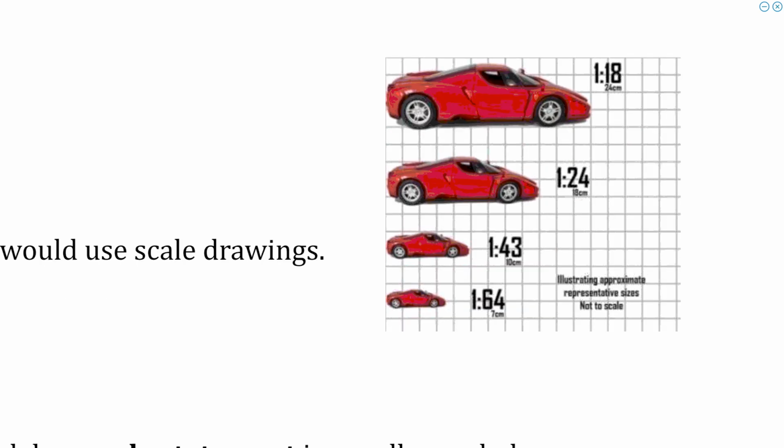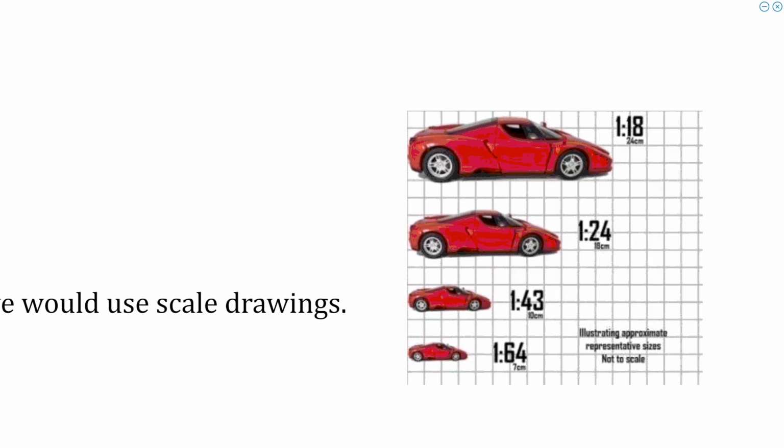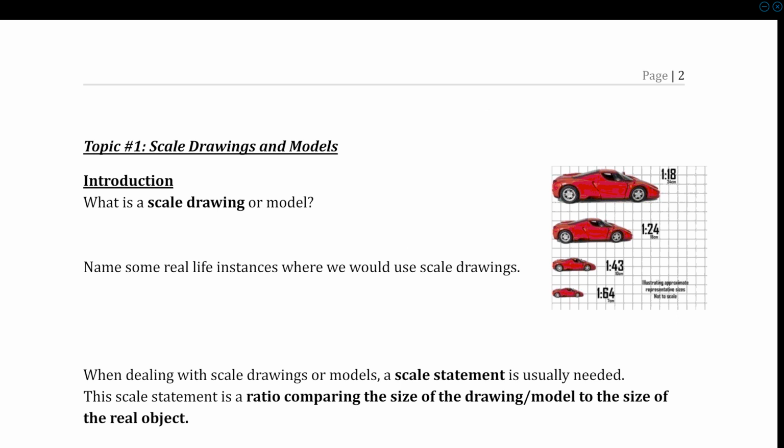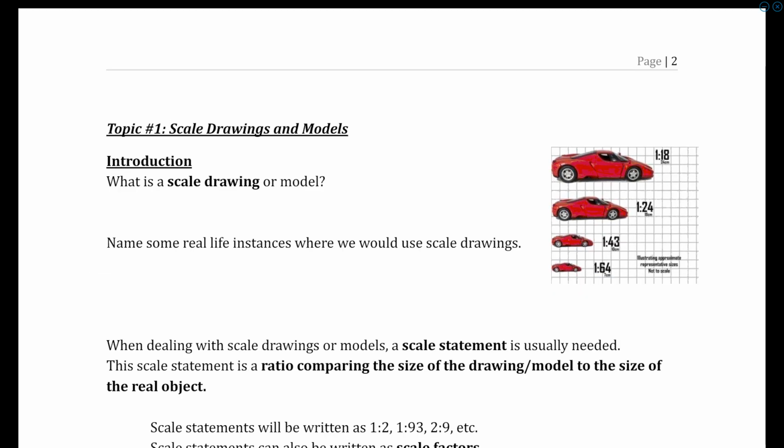And how would you describe what that is? How would you describe what a scale drawing is? What would be a good normal person definition of a scale drawing? Can you help us? You're contributing a lot to the class right now, thanks. So, scale model, how can we describe it in normal person language?